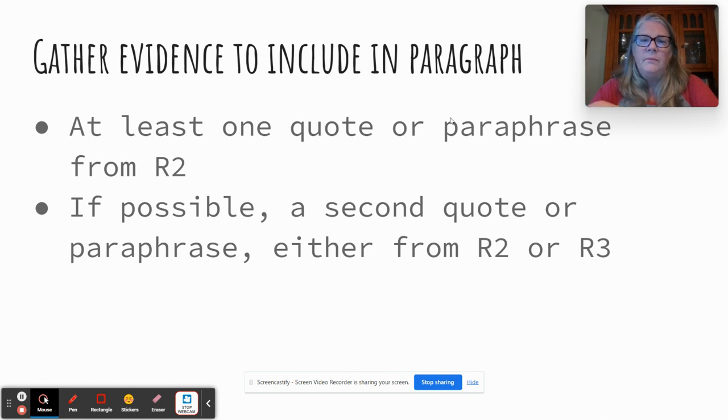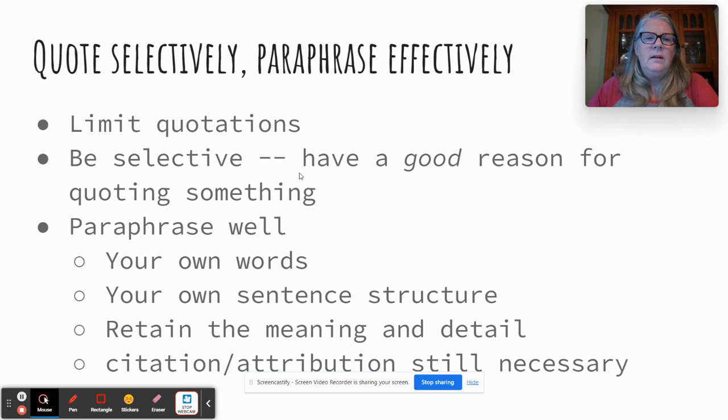Now you're probably going to also need a second quote to really be able to develop this paragraph fully. Unless you have a lot to say about that one quote, you're probably going to need to have a second quote. So that second quote can either come from R2, or this might be where you bring in your R3, right?